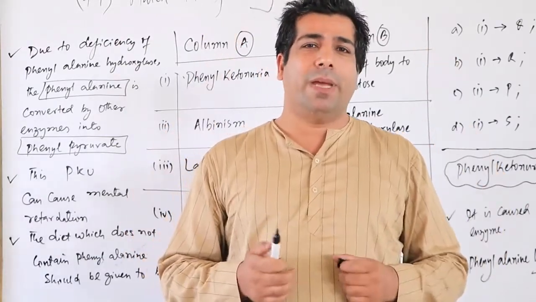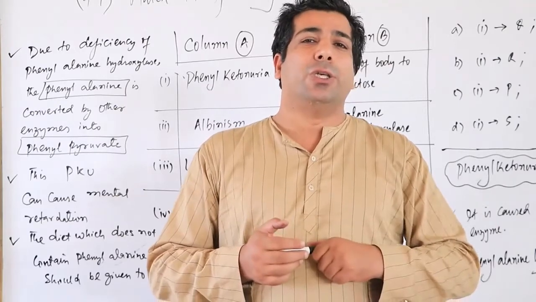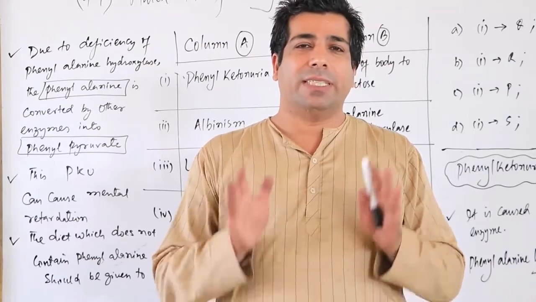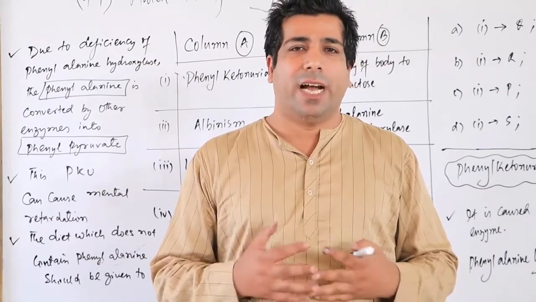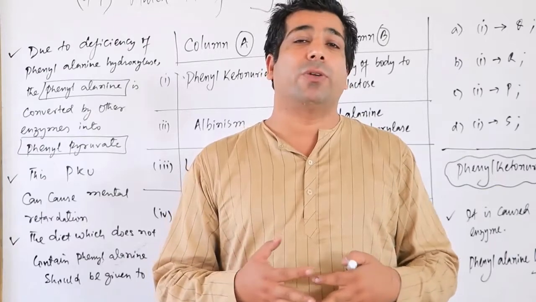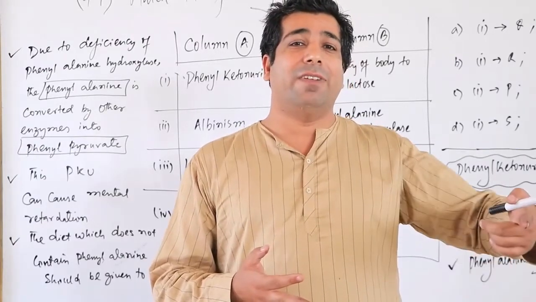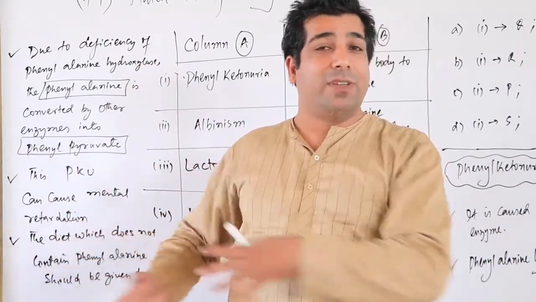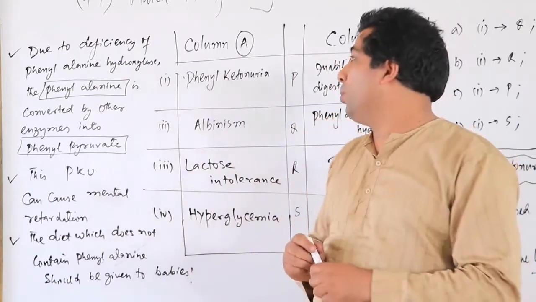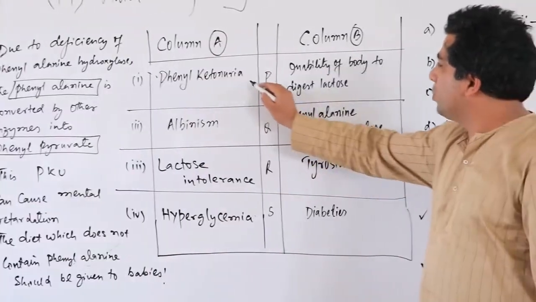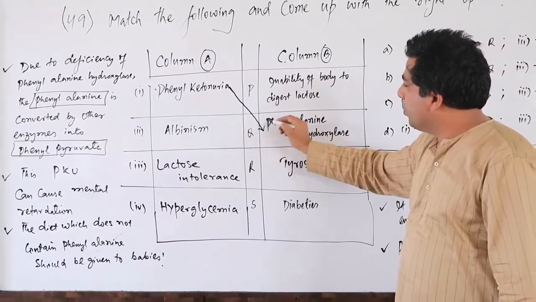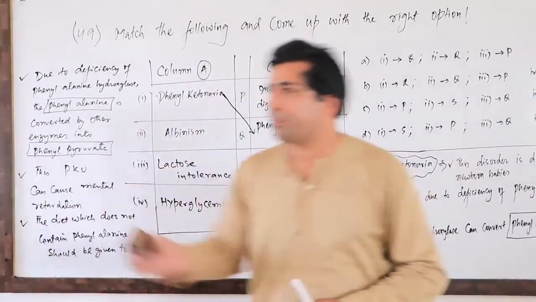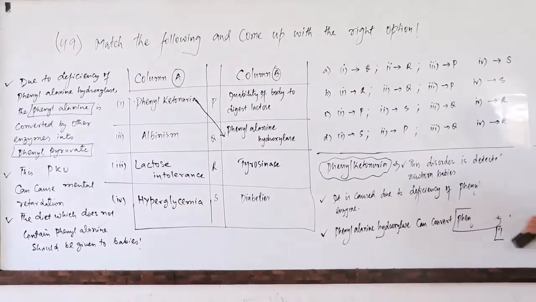So please remember, a baby suffering from phenylketonuria should be given the diet which does not contain phenylalanine, because that baby will not be able to digest it, or will not be able to convert it into tyrosine, or phenylalanine will be converted into phenylpyruvate by the other enzymes that will cause mental retardation. Please have a look. So our phenylketonuria will go to this option, Q. So first will be joined with the Q. I hope everybody has written this thing. So let me erase it and let's go to the second point now.